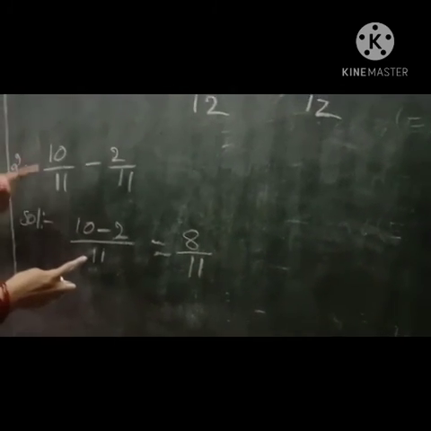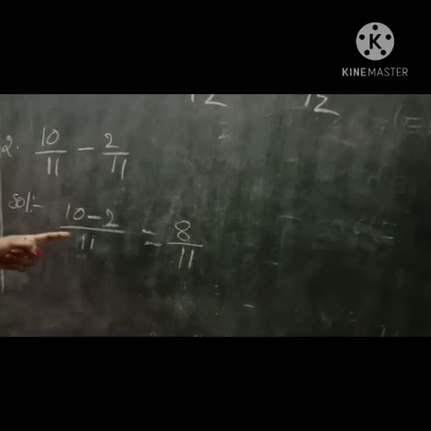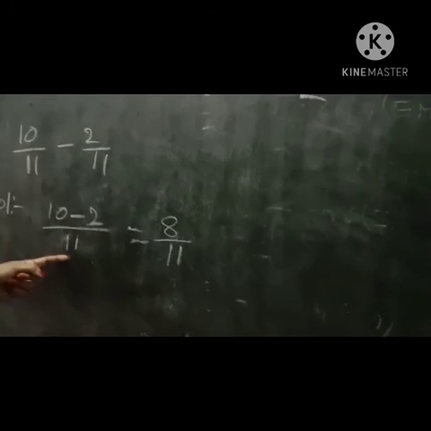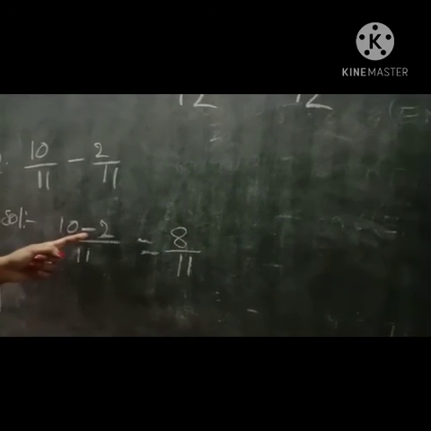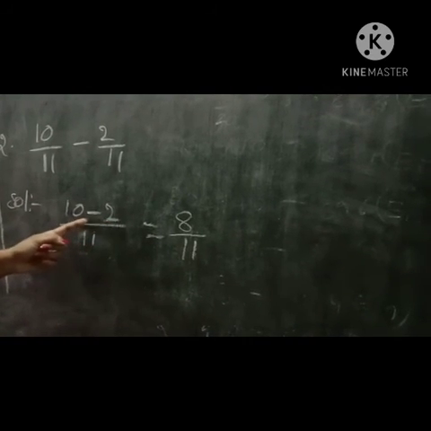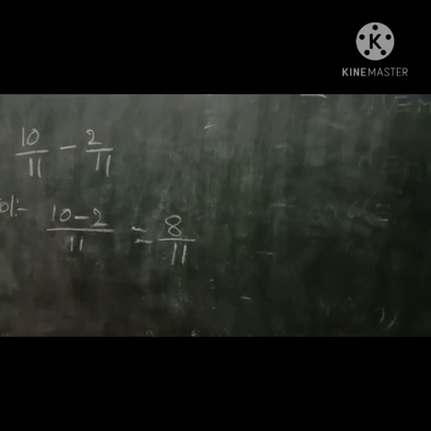Next, 10 by 11 minus 2 by 11. Here what is the denominator number? Only 11 now? Yes, we have only 11. What are the numerators here? 10 minus 2. 10 minus 2 means how much? Yes, 8 by 11.